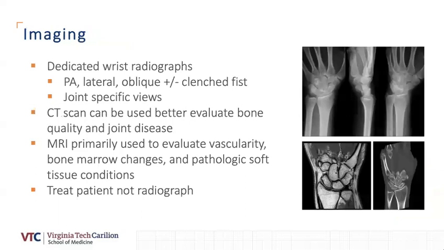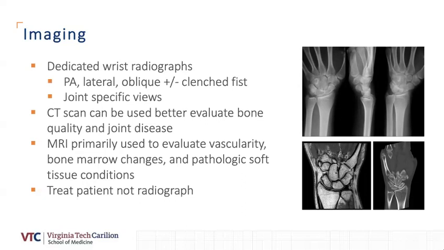So imaging is going to be used in the workup of these patients. Usually you just need to do some x-rays. So you want to do PA, lateral, and oblique views of these, and then also of the specific joint that might be affected based on your physical exam. Occasionally you could consider getting a CT scan if you want to get a better look at the bone quality and joint disease, or could consider an MRI more so if you're looking to evaluate for vascularity or bone marrow changes. But oftentimes the radiographs will be sufficient.